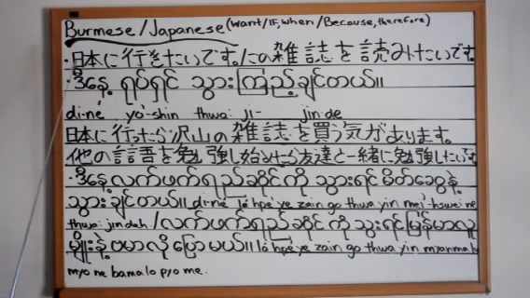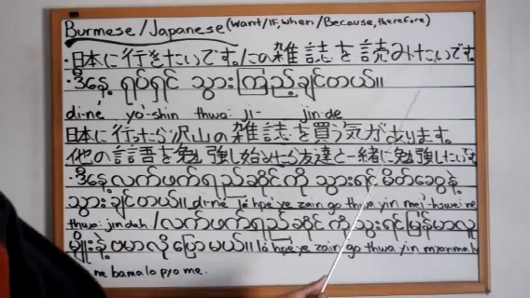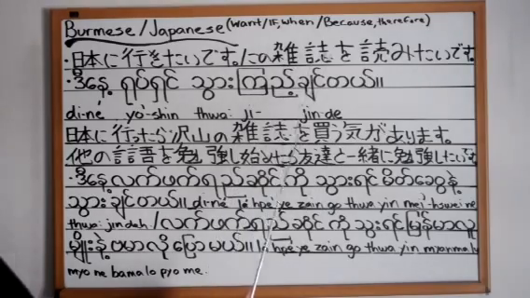First one. Nihon ni ikitai desu. That says, I want to go to Japan. Kono zashi o yomitai desu. I want to read this magazine. So, we're talking about want.